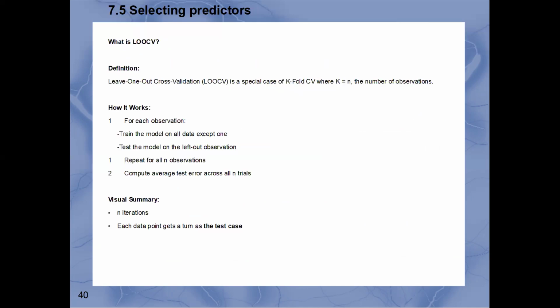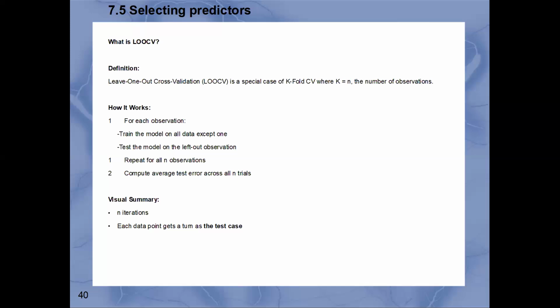So we also have leave one out cross validation. In this case, it's a special case of the k-fold where k is actually equal to n, the number of observations. So for each observation, we train the model on all the data except for that one data point. And then we test the model to see if it can predict that left out observation. And then we repeat it for all n observations. Then we compute the average test error across all n trials.